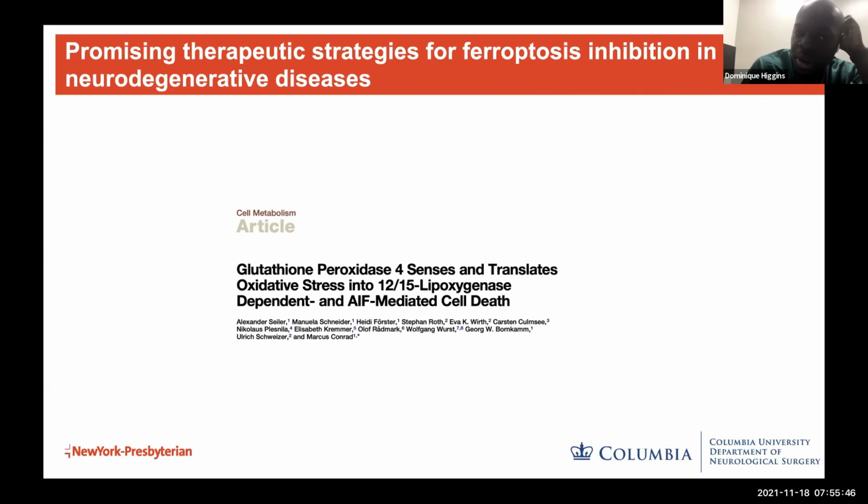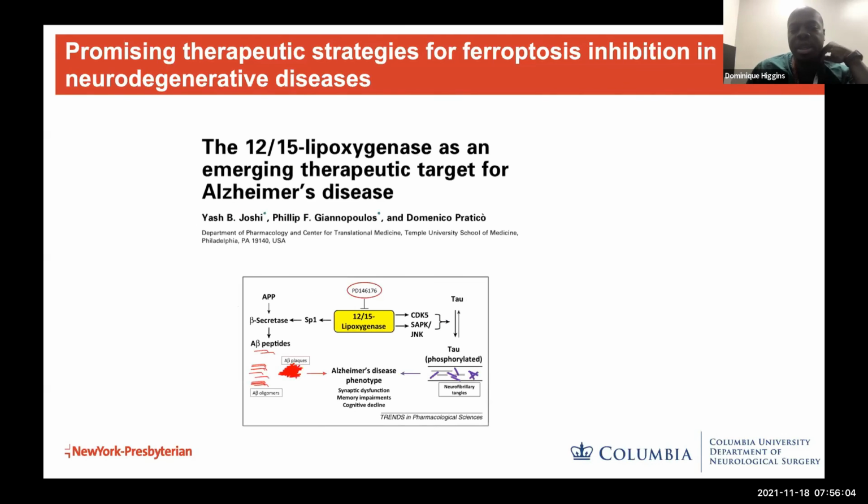A great article in Cell Metabolism looked at 12-15 lipoxygenase and its role in glutathione. And it's actually the downstream mediator of GPX4. By inhibiting GPX4, you activate 12-15 lipoxygenase, which can result in cell death. And it's also been shown that this lipoxygenase is an emerging therapeutic target for Alzheimer's disease, playing a role in both tau phosphorylation and amyloid-beta plaques being formed.